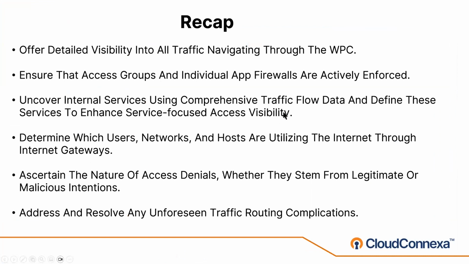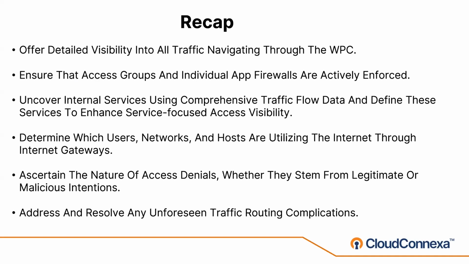So to recap this very quickly, basically, access visibility offers detailed visibility into all traffic that's coming to your WPC. An access event is produced whenever a new traffic flow is either permitted or blocked due to the access control measures, and then the traffic flow, as we talked about, is characterized as a unique association between the data traffic source and its destinations.